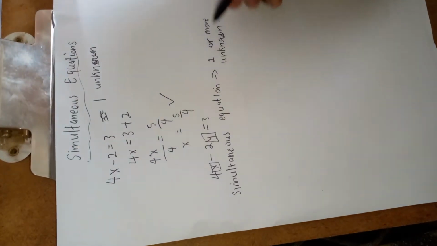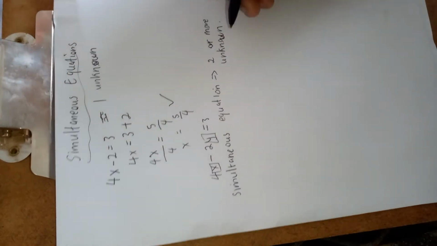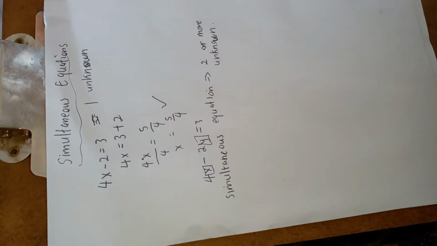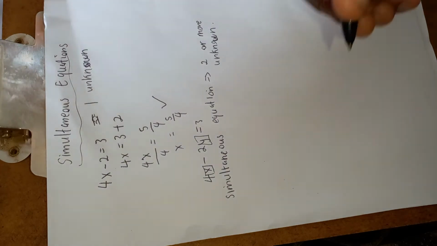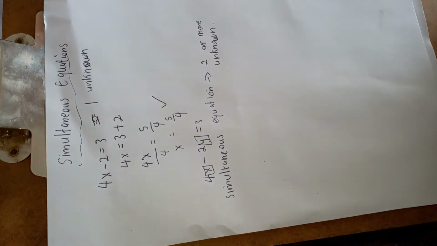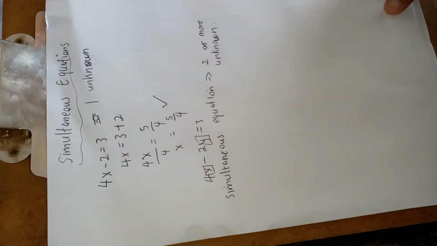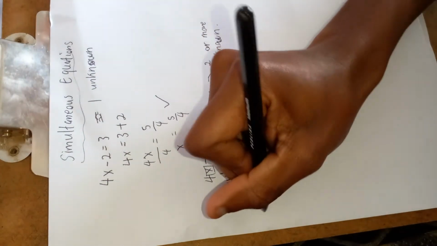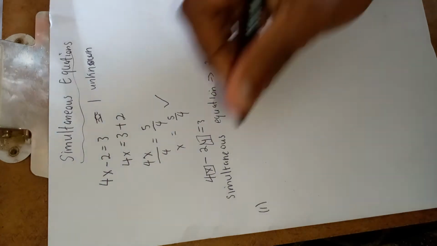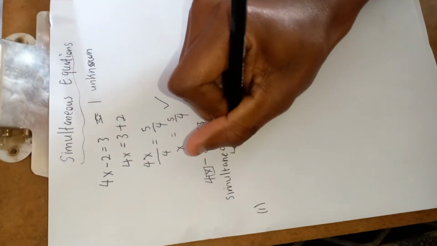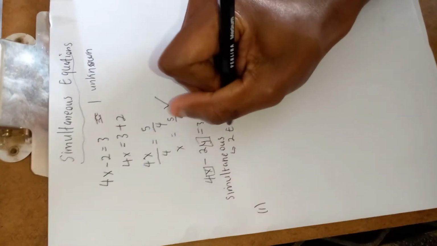And because there are two or more unknowns, that simply means there will also be two or more equations. So here are some of the tips, or rather some of the methods that are always used whenever you apply simultaneous equations. Simultaneous equations consist of two or more equations.